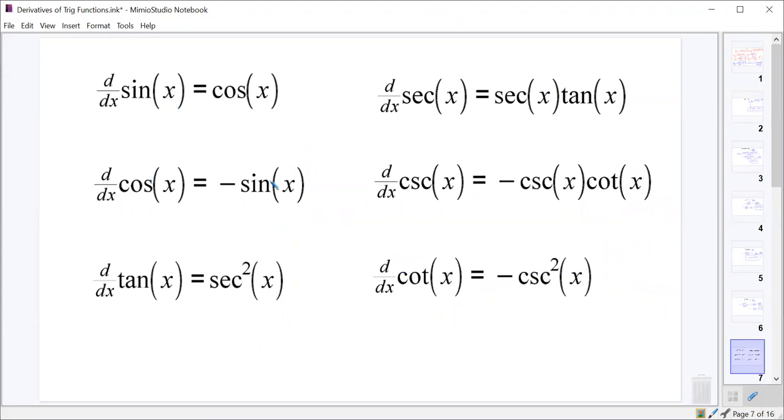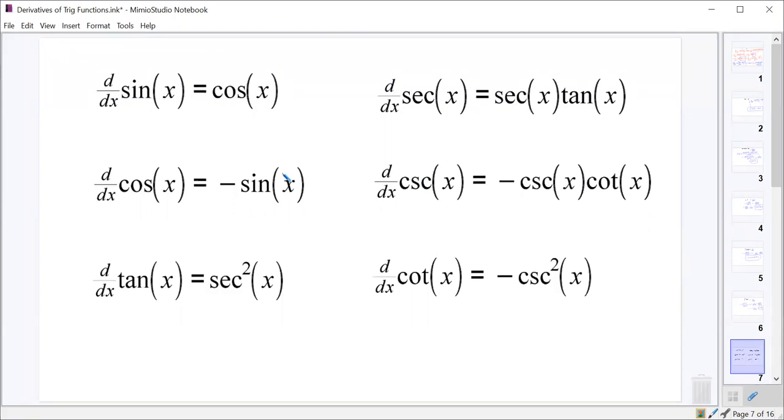Sine to cosine, cosine to negative sine. Tangent to secant squared and cotangent to negative cosecant squared. So those are pretty similar. And then secant to secant tangent and cosecant to negative cosecant cotangent. So those are pretty similar too.